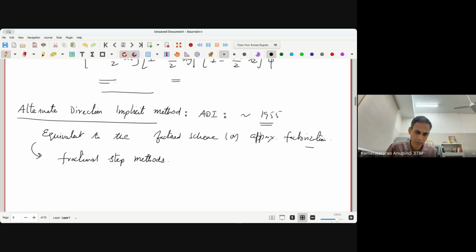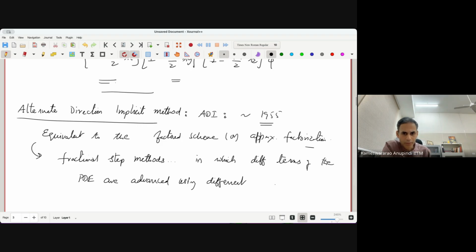in which different terms of the PDE are advanced using different time stepping schemes. Okay, what does this mean?